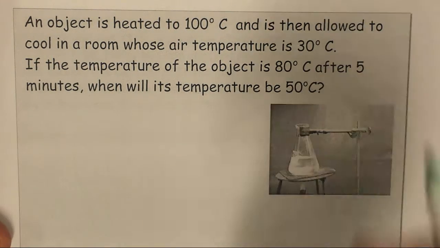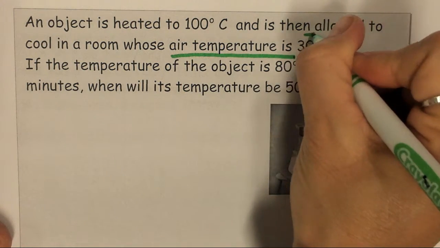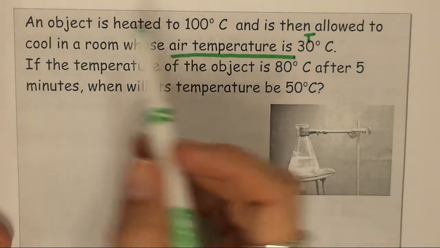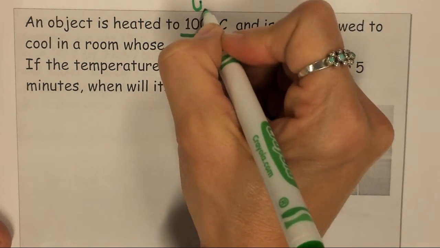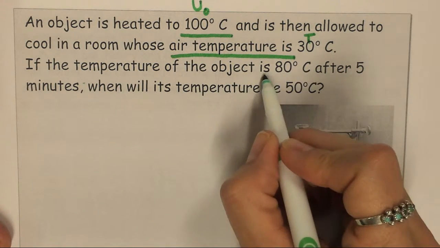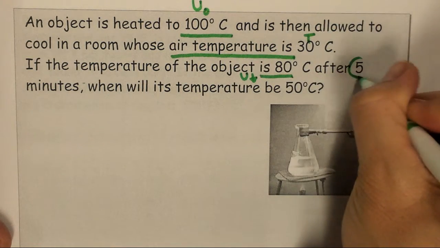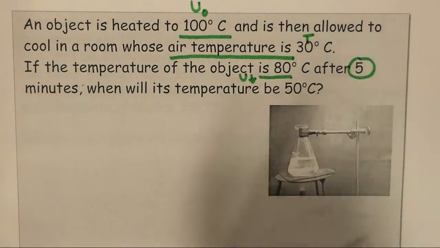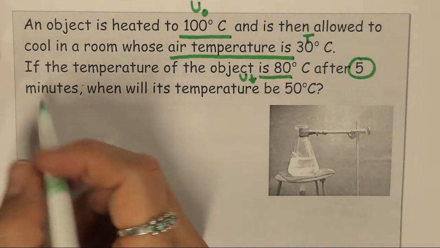All right, so let's identify a couple of things. The air temperature in the room, this right here, is my capital T. The object is heated to 100 degrees, so this is my initial temperature. And then we know the temperature of the object is 80 degrees, so this is the U(t) after 5 minutes. Okay, so with this information, I can plug it in and find the rate at which my temperature is decreasing.